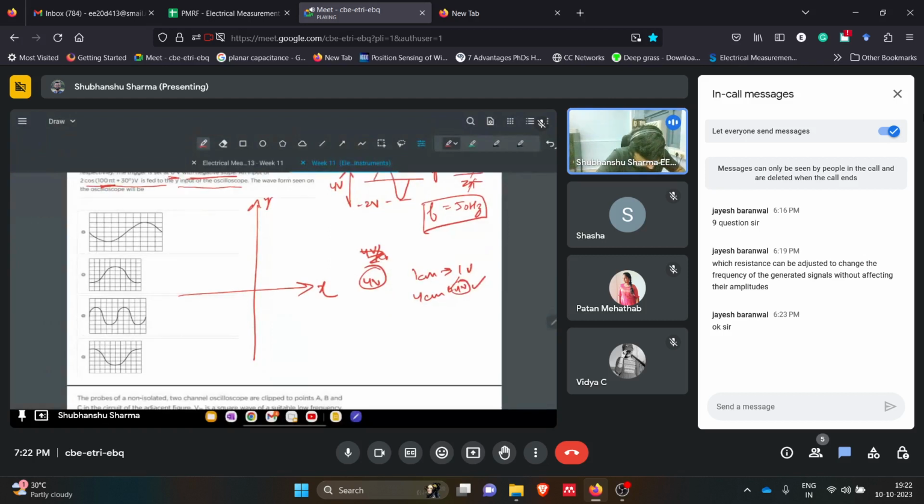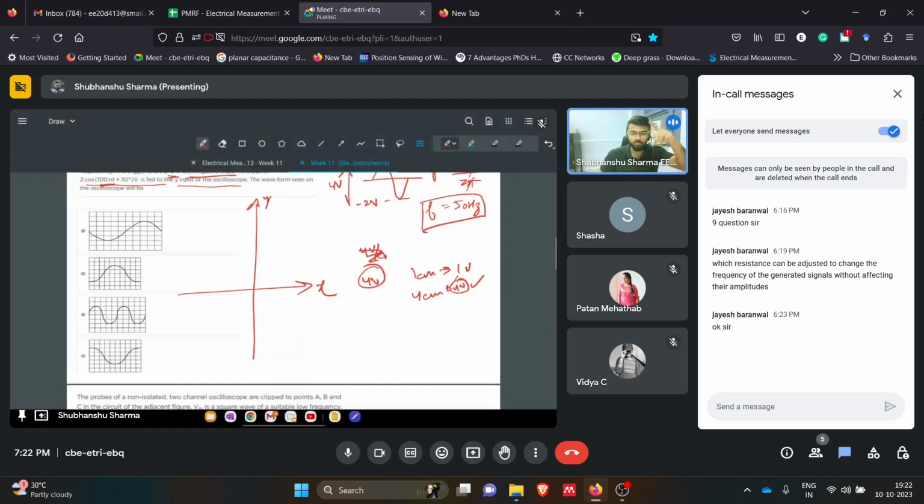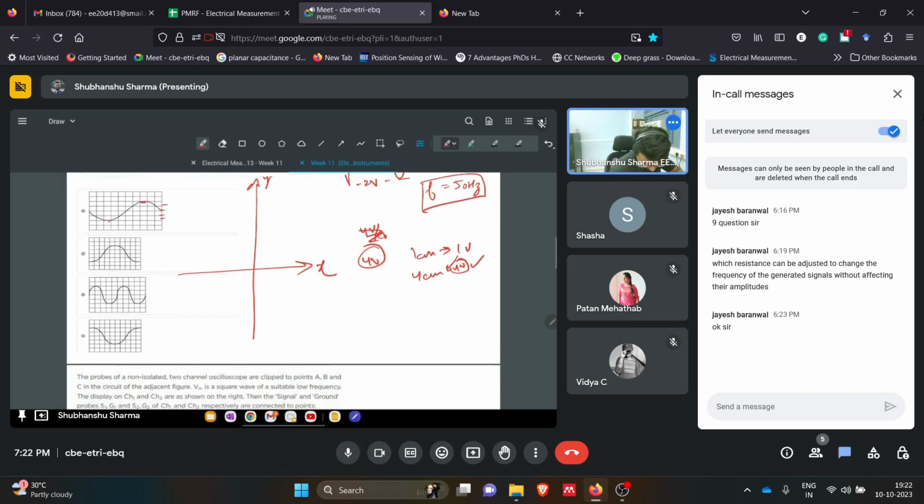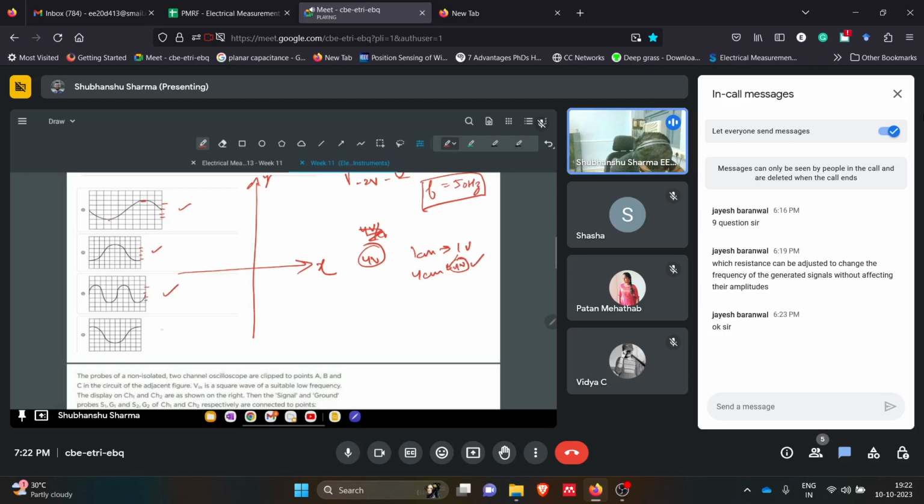So let's see in which diagram we have 4 blocks on the y-axis where the signal is being covered. Let's say this is the peak here and this is the peak. 1, 2, 3, 4. We have 4 blocks here. In this, 1, 2, 3, 4, again 4 blocks. Here also 1, 2, 3, 4, 4 blocks. And here 1, 2, 3, so we have 4 blocks.